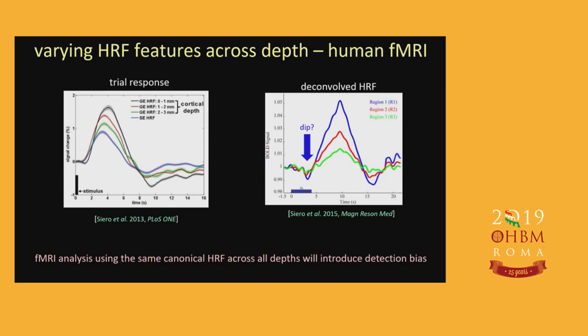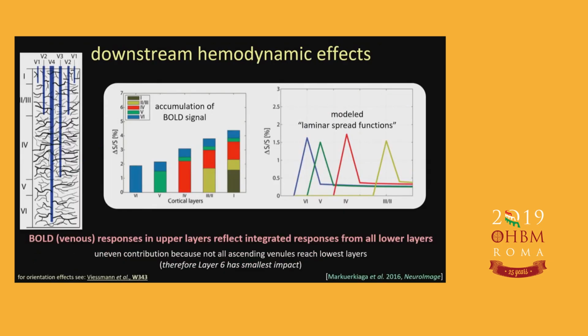Now, this has been seen in humans as well, varying HRF features across cortical depths. This is work from Jörn Sierro from the Utrecht group. Again, you can see very similar characteristics to what Anna showed in the mouse, including a pronounced post-stimulus undershoot and potentially an initial dip from signals measured near the surface, and these features are absent from voxels sampled from the parenchyma. So again, depending on which layer you're looking at, fMRI analysis using one single hemodynamic response function will introduce some detection bias.